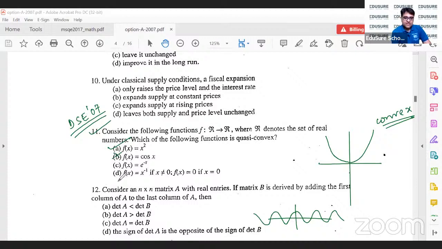ये तो quasi-convex नहीं है. X to the power of -1. This is also not, because it's basically this. One point when x is equal to 0, f(x) is equal to 0, and then like this. So it's discontinuous and it is not quasi-convex. E to the power of -x looks like this. Decreasing function, monotonically decreasing function. It is quasi-convex as well. A and C are both correct.